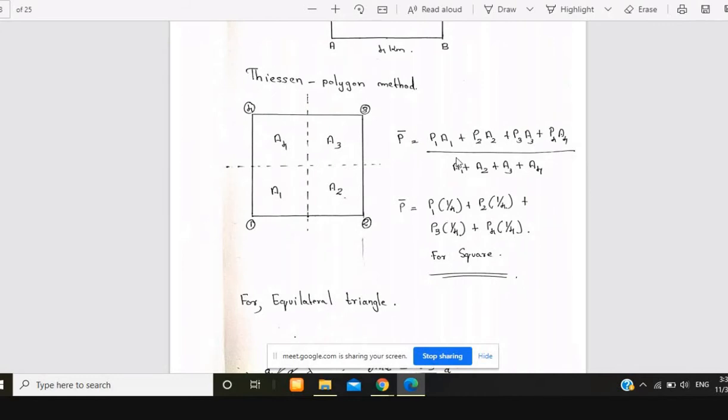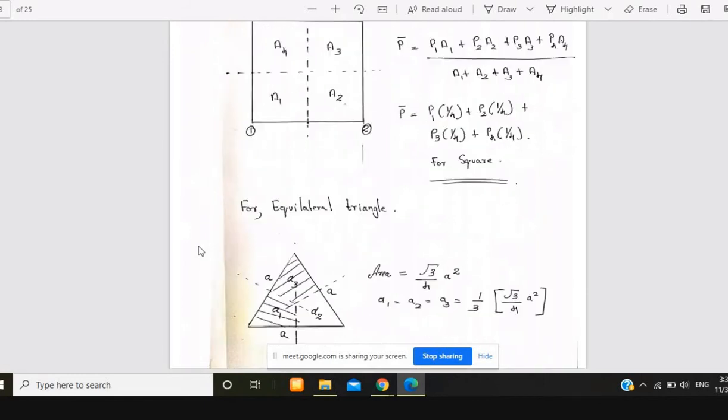So the calculation will become easy if you remember this factor. That is, when the Thiessen polygon is given as a square, and by applying the perpendicular bisectors, the weightage will be 1/4. So instead of calculating the area, you can just substitute that weightage factor and easily find out the mean precipitation.